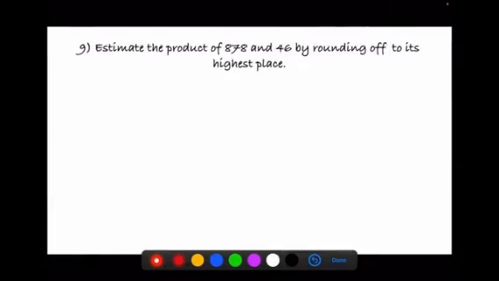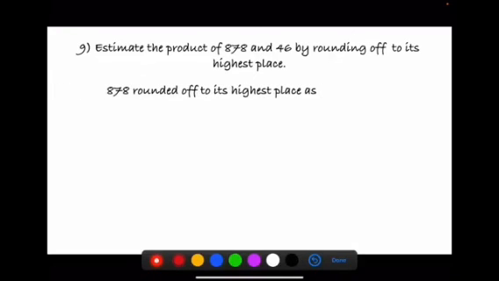Moving on. Estimate the product of 878 and 46 by rounding off to its highest place. Now it's similar to what we did earlier. 878 rounded off to its highest place is 900, because here the highest place is the hundreds place. For that we'll have to consider the tens place, which is more than 5. 7 is more than 5. So I will have to add 1 to the hundreds place. So that becomes 900.